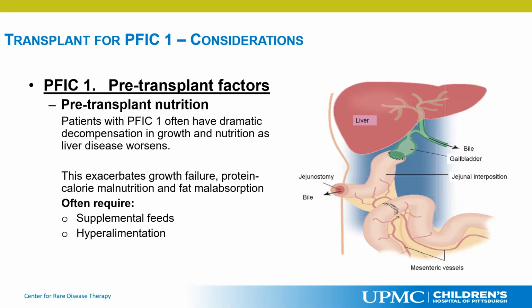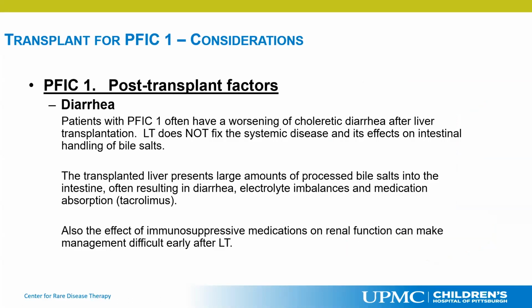And so oftentimes children require supplemental feeds, whether it's by nasogastric tube or G-tube or hyperalimentation, where you give them food by vein. Because the children have issues with fat malabsorption, you oftentimes need to supplement their hyperalimentation with lipids by vein as well. So when you're starting to think about transplant, when you're deciding whether to go ahead with transplant, you need to make sure that the child is in the best shape possible. And oftentimes in kids with FIC1, that requires some time on parenteral nutrition.